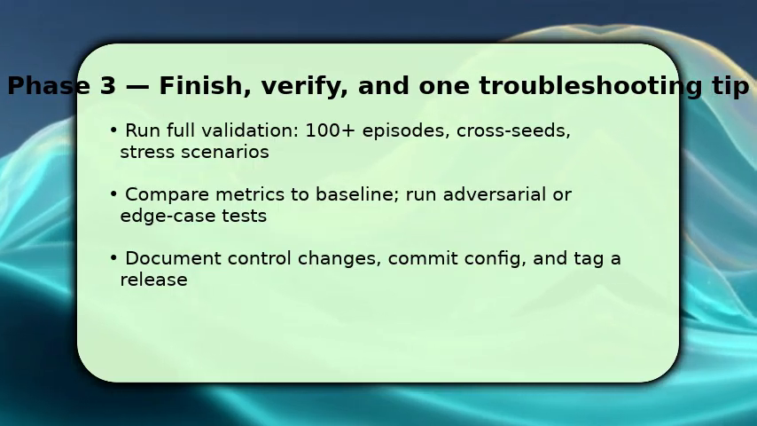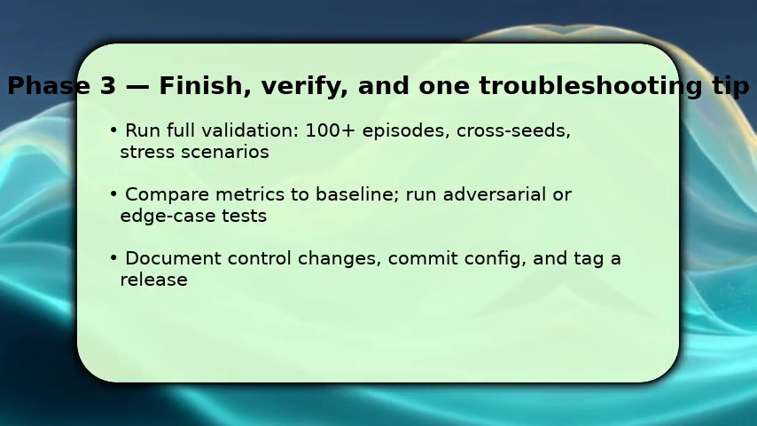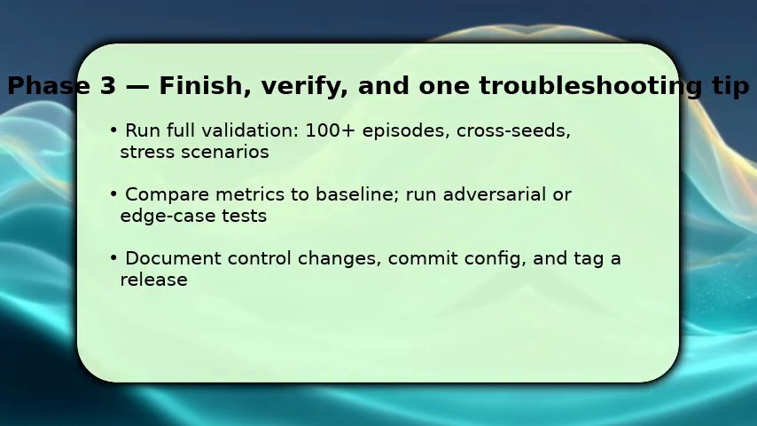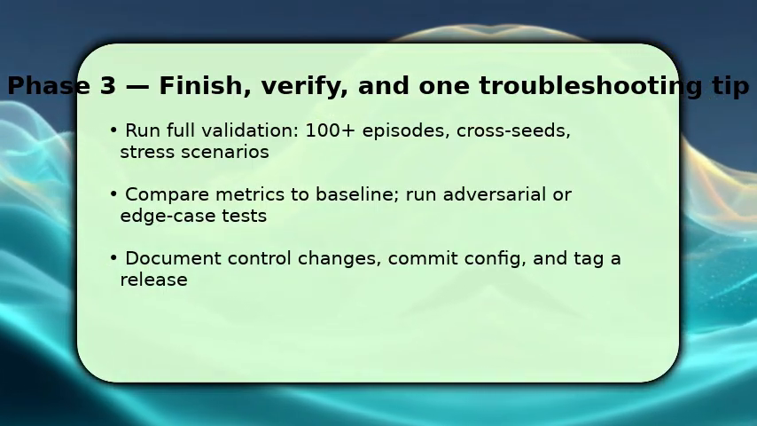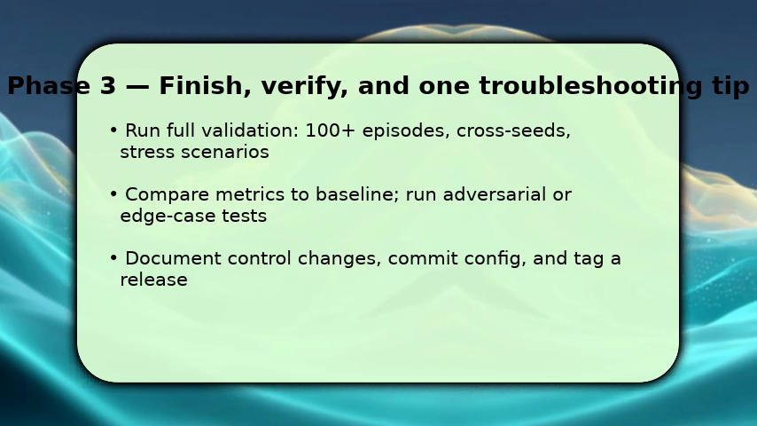If things go wrong, say controls oscillate or safety limits breach, roll back to the previous tag, replay logs to identify the offending parameter, and reapply a smaller incremental.